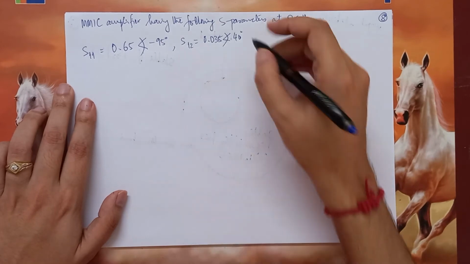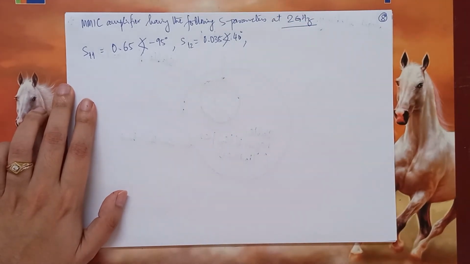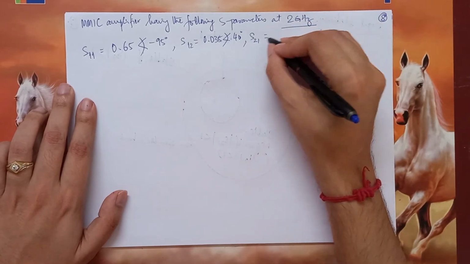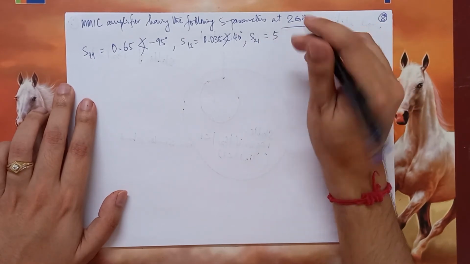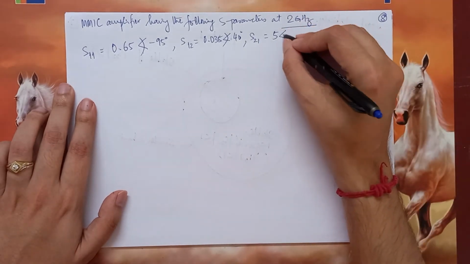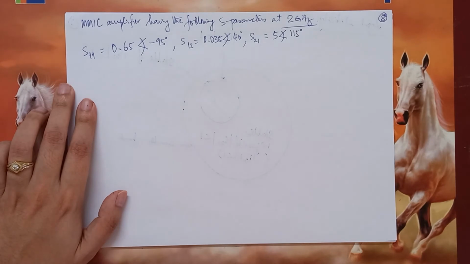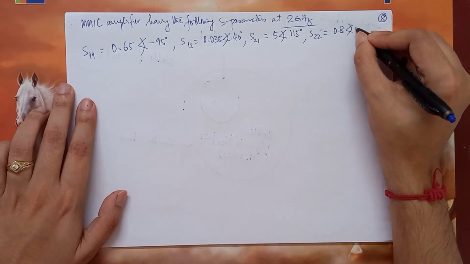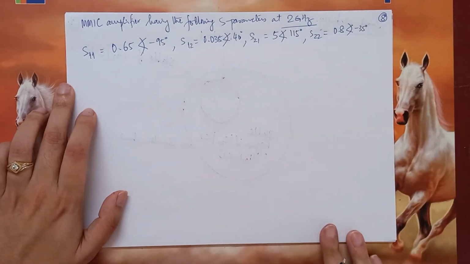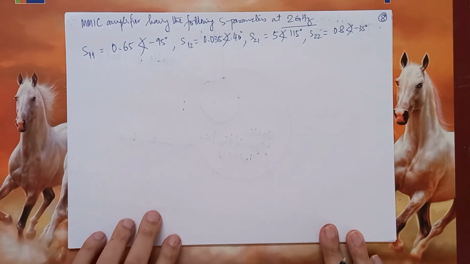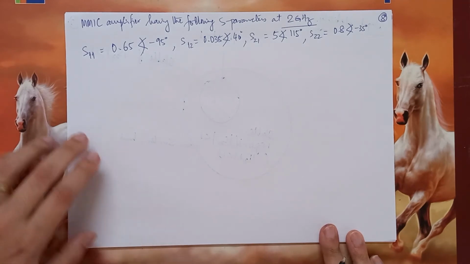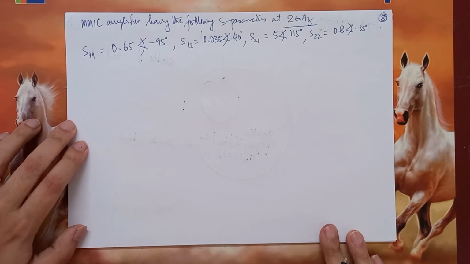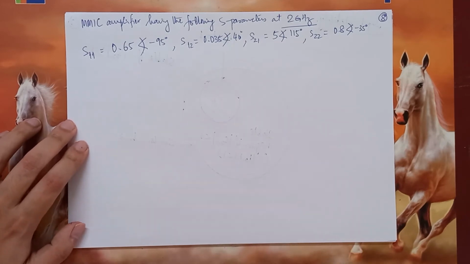S12 is small but not 0, so therefore it is not unilateral. S21 is the forward gain or the intrinsic gain, which is 5. It's a good thing, it's more than 1 with a phase of 115 degrees. And S22 is 0.8 with a phase of minus 35 degrees. Now, first thing that we have to see is: is this unconditionally stable or potentially unstable? Let's see how.